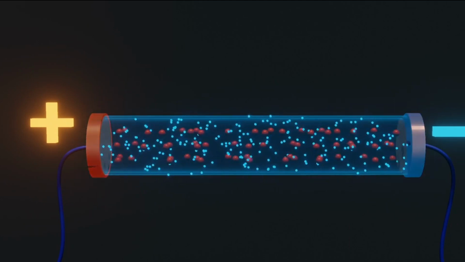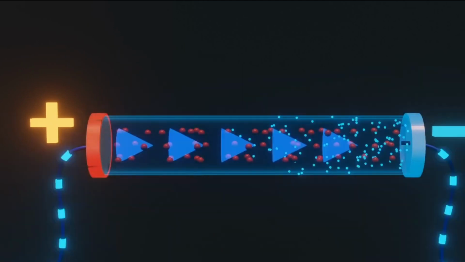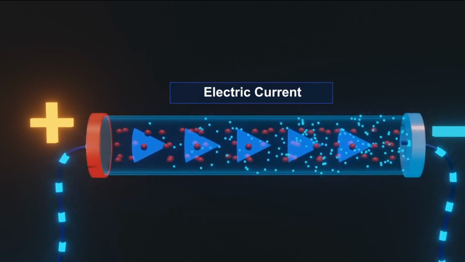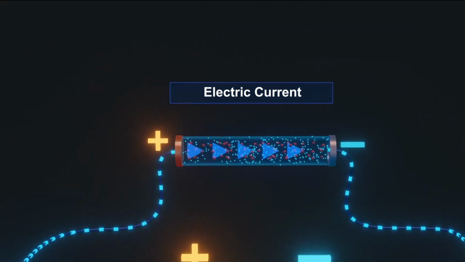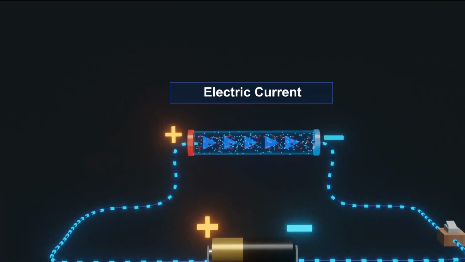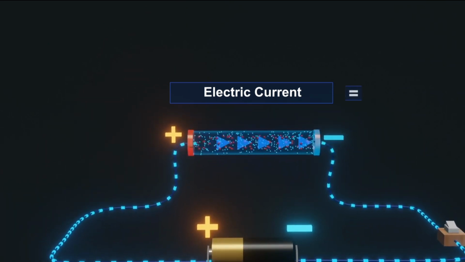Fourth, the need for a closed circuit. For current to flow, the circuit must be closed. That means the path must be complete so that electrons can return to the source. If the path is broken, the current stops.